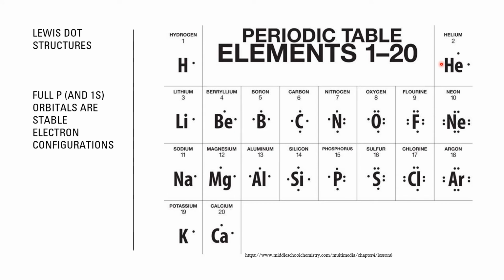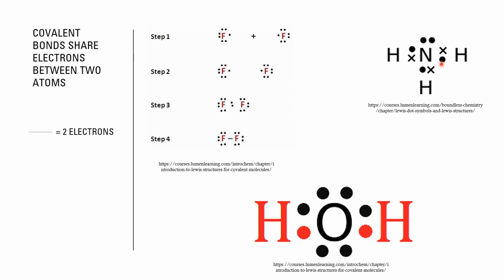They are perfectly capable of just having a full outer shell that is just the 1s orbital, and that's all. That is kind of an exception to the rule, and it only exists for our lightest elements.